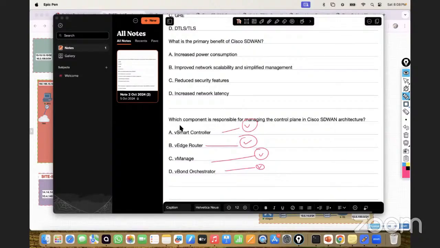It's okay, I know you guys are going to learn all this, but still I'm just trying to figure it out. Which component is responsible for managing control plane traffic? I'm just giving the hint: control plane means routing. Which one is going to be responsible for routing? I think that is vSmart. Dipanshu, Dipendra, you also agree? Yeah, vSmart. Yes, this is the correct answer.